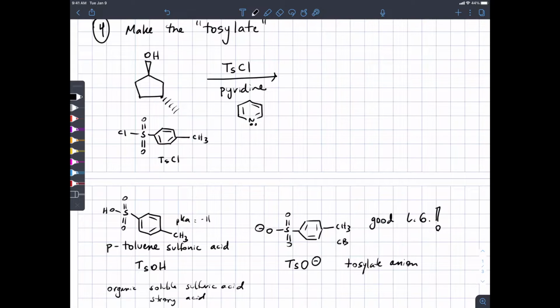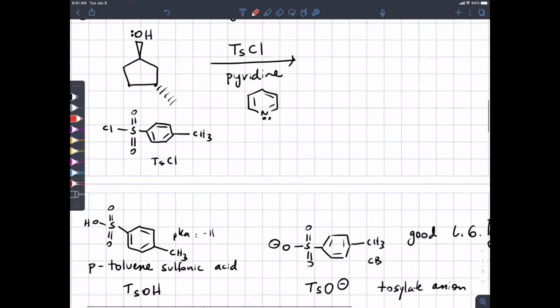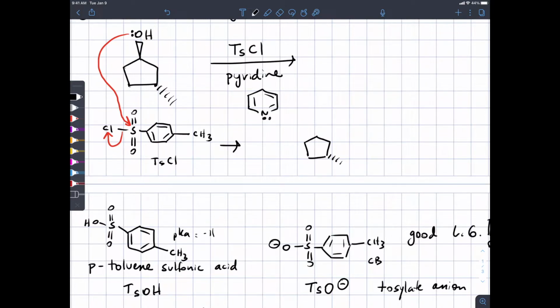TsCl. And what this is going to allow us to do, and again, the mechanism here is not something I care about, though I'm showing it to you to describe what happens: oxygen will attack the sulfur and chloride will leave. That will give you an intermediate that looks like this.